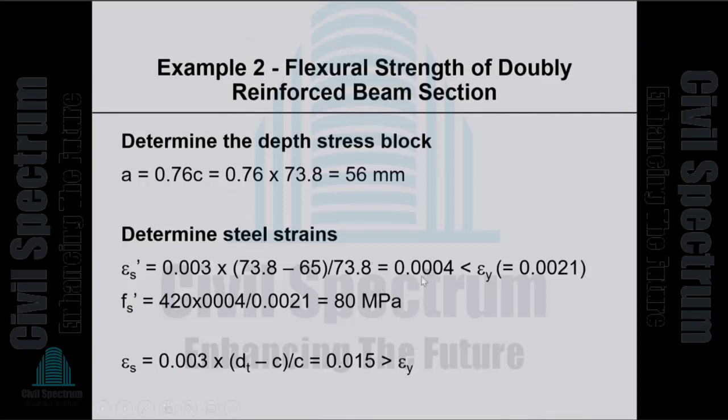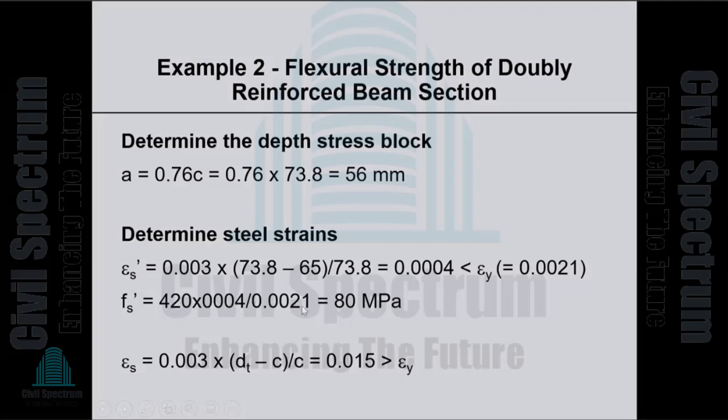That comes out to 0.0004, and that is less than the yield strain of the compression reinforcement, as we postulated. So the compression reinforcement is not yielding. That means the stress in the compression reinforcement is the yield strength multiplied by the actual strain in that reinforcement divided by the yield strain. Okay, this is again kind of a straight line interpolation.